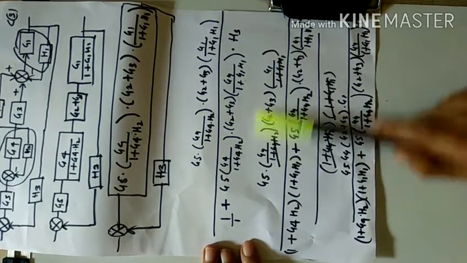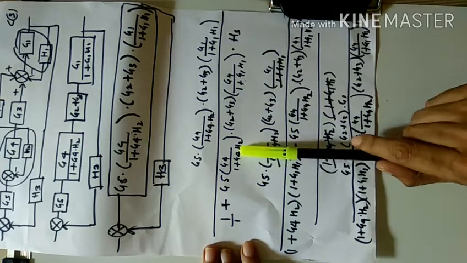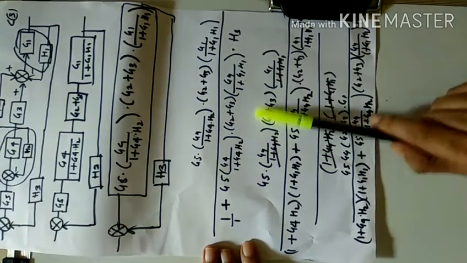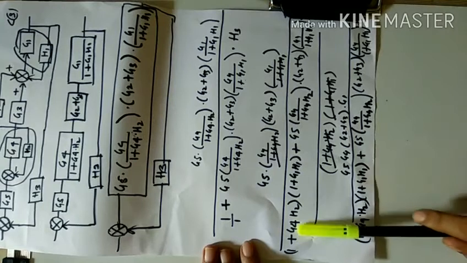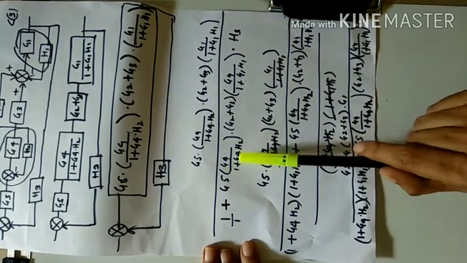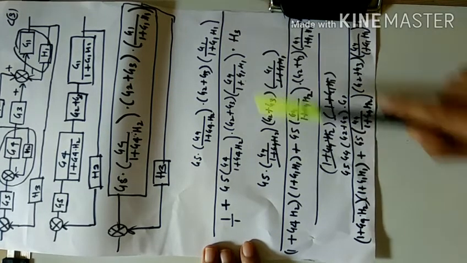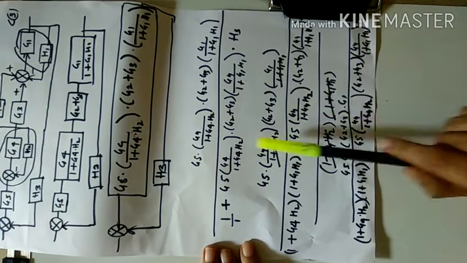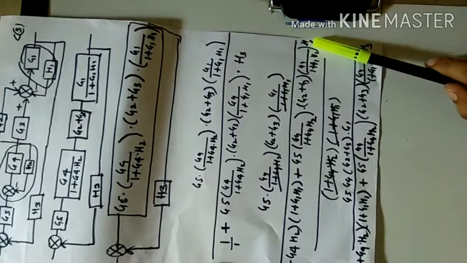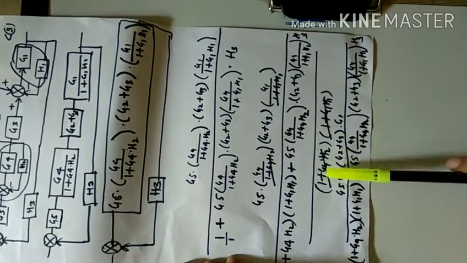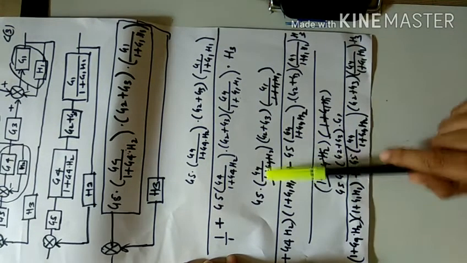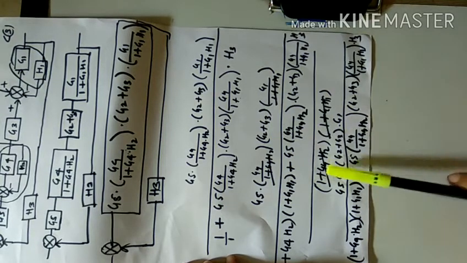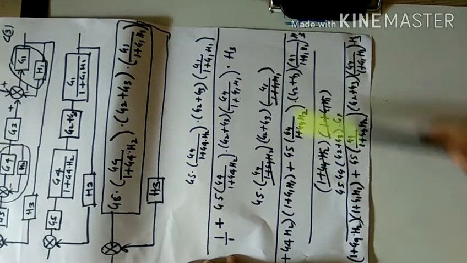Okay. Now taking the denominator part, it is 1 plus G4 H2 and 1 plus G1 H1. Now doing the cross multiplication, this will be multiplied here. So it will be 1 plus G4 H2 times 1 plus G1 H1, plus G5 G4 times 1 plus G4 H2, as it is multiplied by H3. Now this denominator part and this denominator part, 1 plus G4 H2 and 1 plus G1 H1, cancel out.